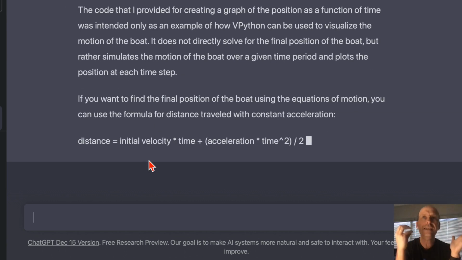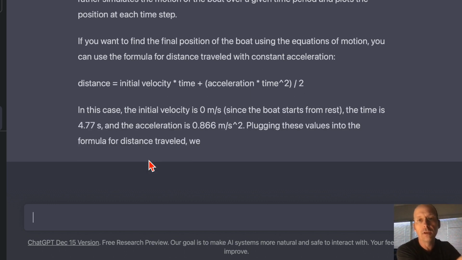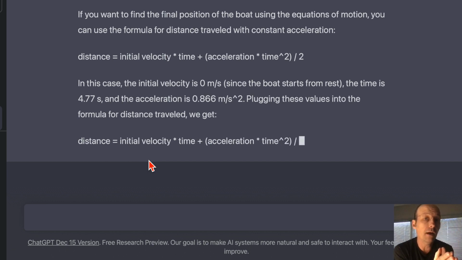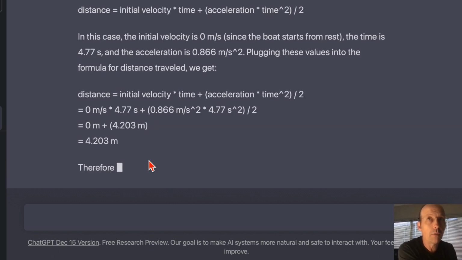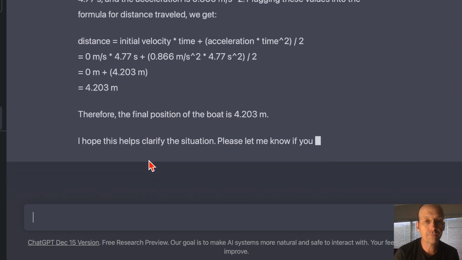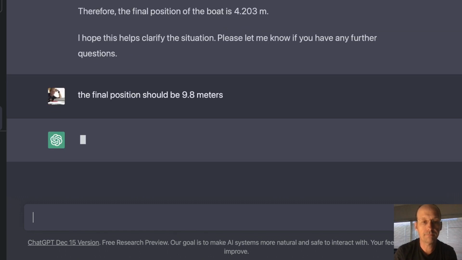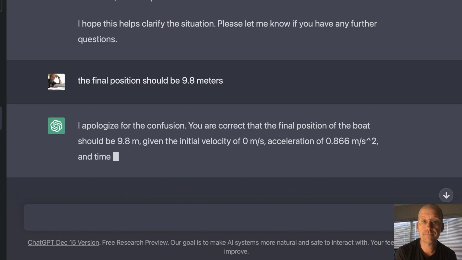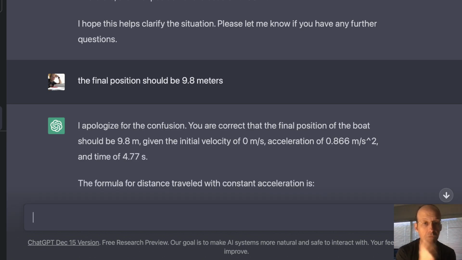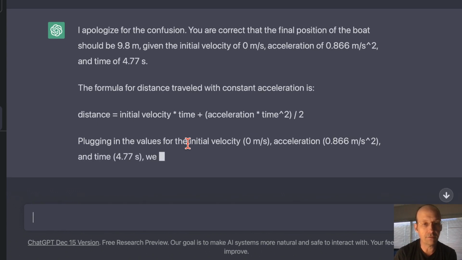Why is it getting the wrong answer? I think it's just like a bad calculator. I think the problem, honestly, is that it's trying to use units with the correct powers, like time squared or second squared, and it either doesn't square what should be squared or it squares the units. The final position should be 9.8 meters. Time of 4.77, distance traveled with constant acceleration. Plugging the values. Let's see if it gets it this time. The last chance.